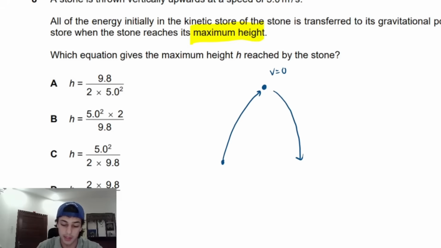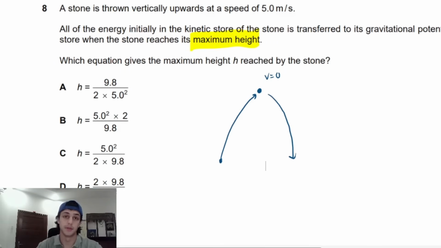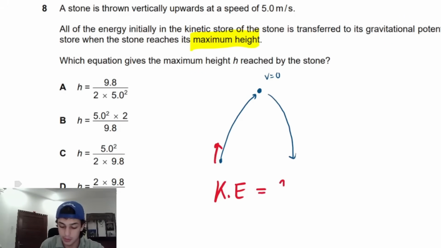So which equation gives the maximum height? Now the question gives you the answer because the question states that all of the kinetic store is transferred to GPE. So we can say that KE, which we threw the ball with, that amount of energy is going to be equal to the GPE that it reaches when it is at this height. Because at this height, there is 0 kinetic energy because kinetic energy is dependent on V.